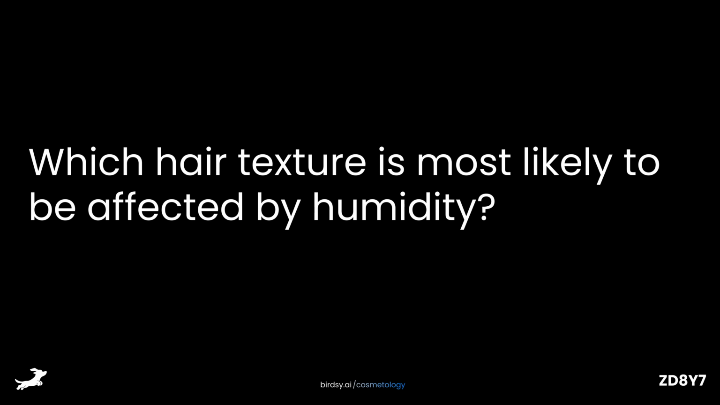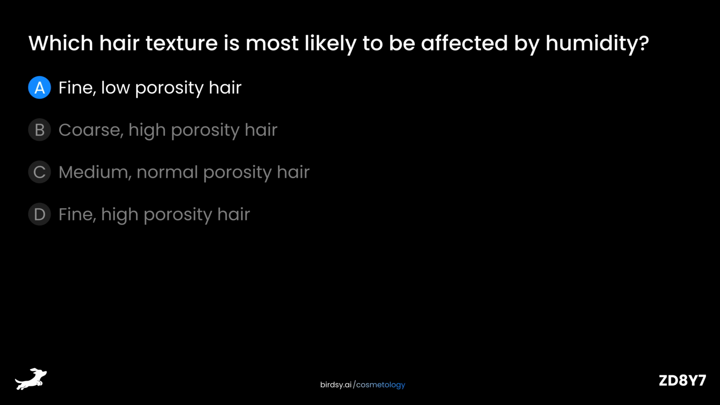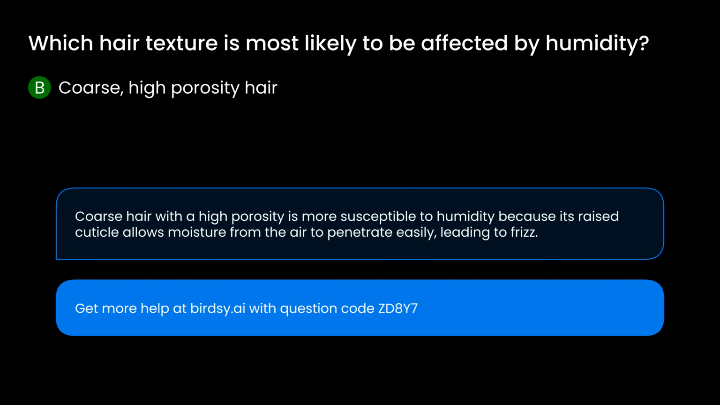Which hair texture is most likely to be affected by humidity? Is it A, low porosity hair, B, coarse high porosity hair, C, medium normal porosity hair, or D, fine high porosity hair? The answer is B, coarse high porosity hair. Coarse hair with a high porosity is more susceptible to humidity because its raised cuticle allows moisture from the air to penetrate easily, leading to frizz.